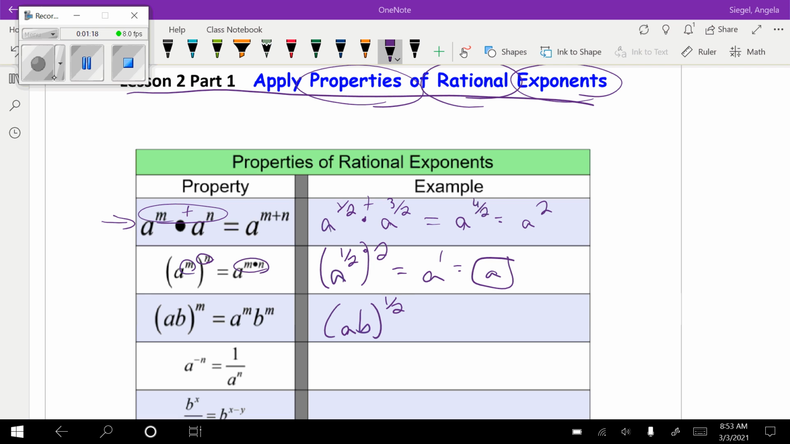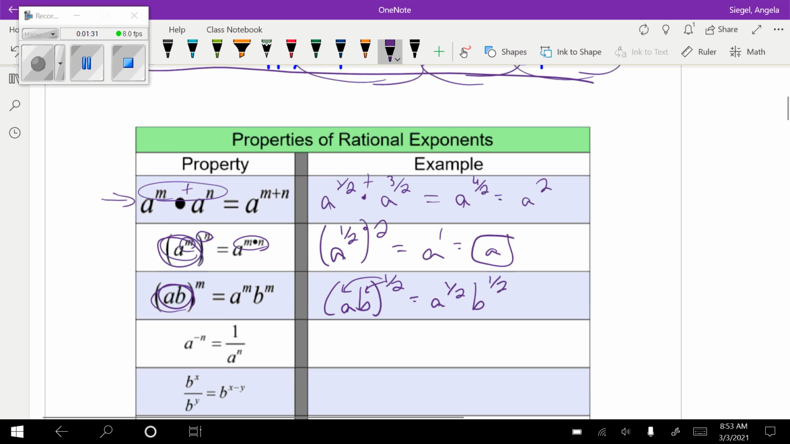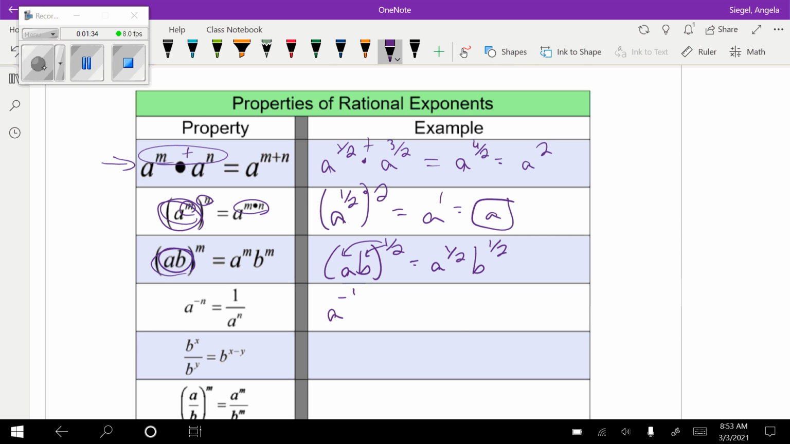What if we have more than one thing in the parentheses that we're taking to that power? The rule here is we're just going to distribute that power. So I have a to the 1/2 power and b to the 1/2 power. This next one deals with negative exponents. Remember, whether it's in the numerator or the denominator, it's not happy where it is, so you need to change places. This is like a over 1, so we're going to do 1 over a to the 1/2 power. Notice that this exponent now is positive because it's where it should be.